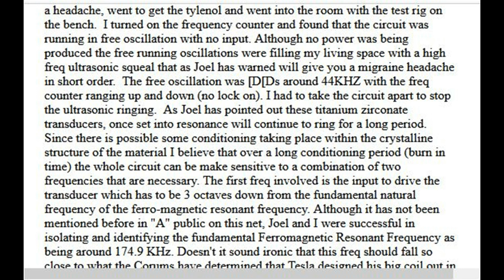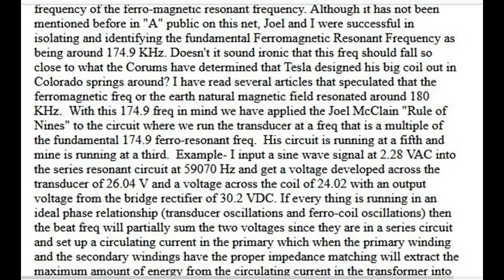Doesn't it sound ironic that this frequency should fall so close to what the quorums have determined Tesla designed his big coil out in Colorado Springs around? I have read several articles that speculated that the ferromagnetic frequency of the Earth's natural magnetic field resonated around 180 kHz. With this 174.9 frequency in mind, we have applied the Joel-McLean rule of nines to the circuit, where we run the transducer at a frequency that is a multiple of the fundamental 174.9 ferroresonant frequency. His circuit is running at a fifth and mine is running at a third.